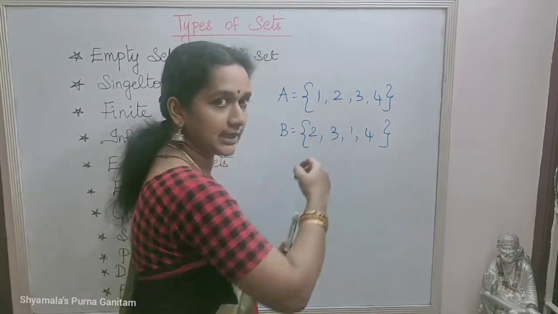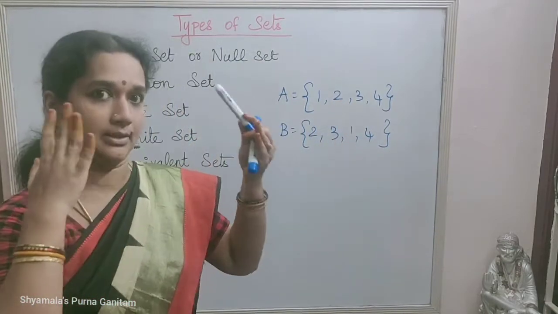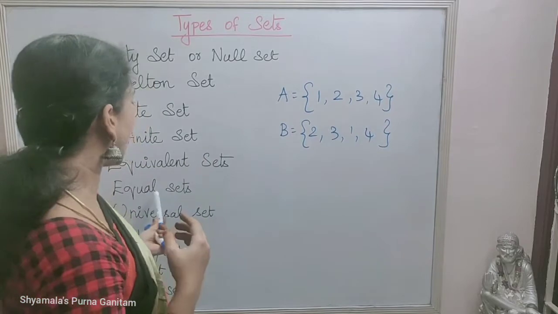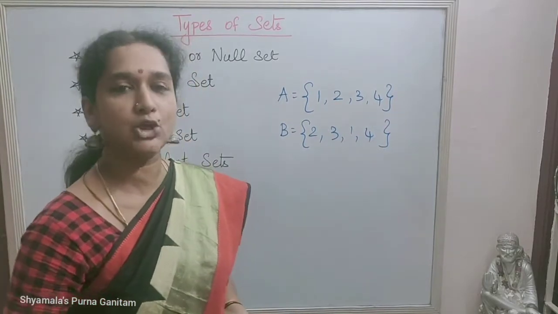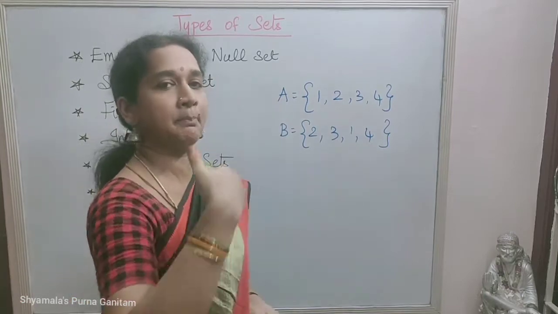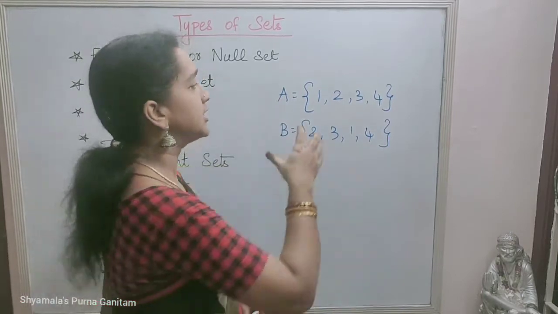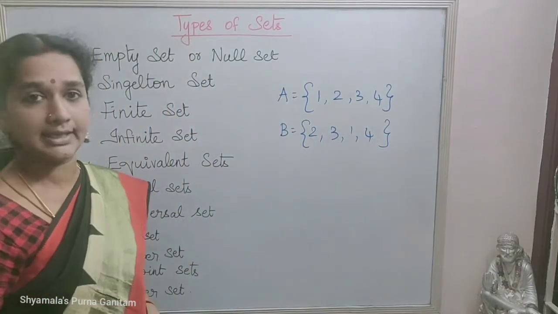In both these sets, the same elements. So equal, that is called an equal set. Same number and same elements should be there. It should be a repetition of the previous one. So that is called equal sets.